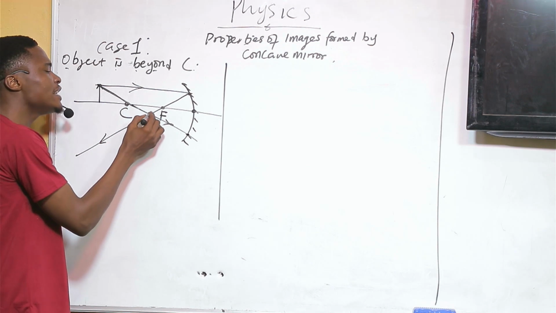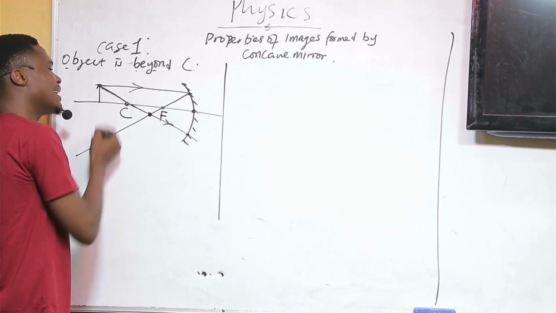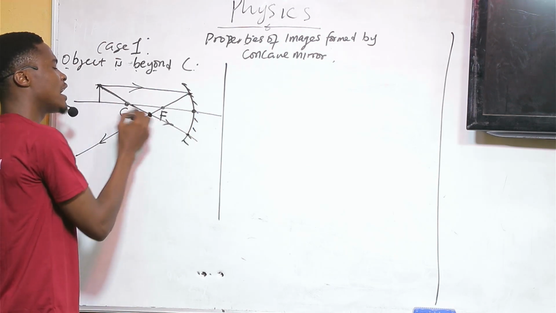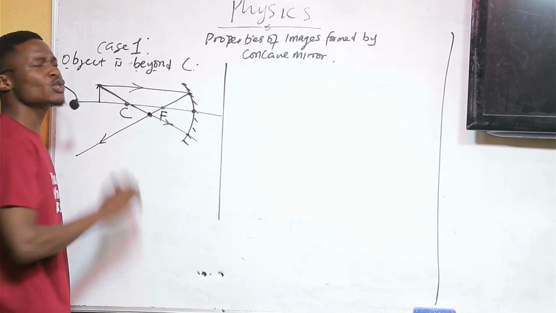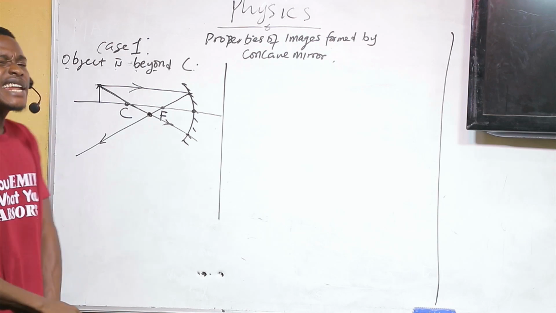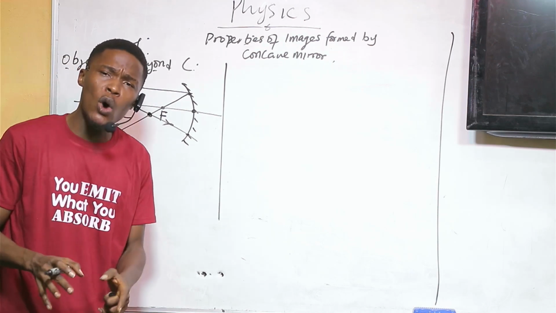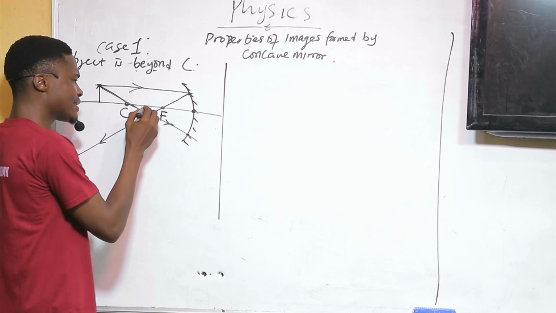Now look at where the two of them intersected. So this line and this line, look at where both of them intersected. Because they intersected at this point, that is where our image is formed. Anywhere they intersect, that is where our image is formed.